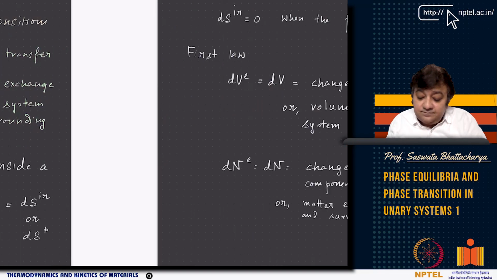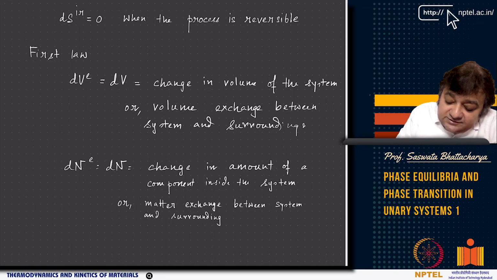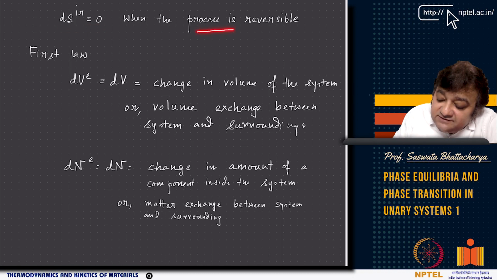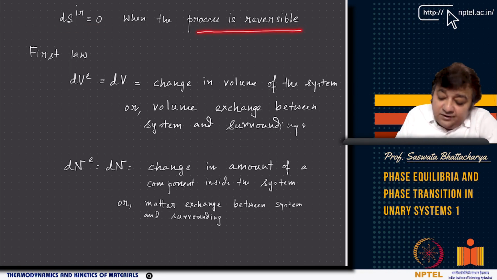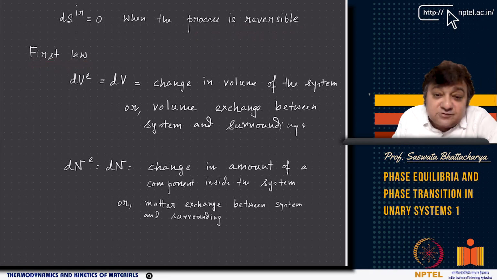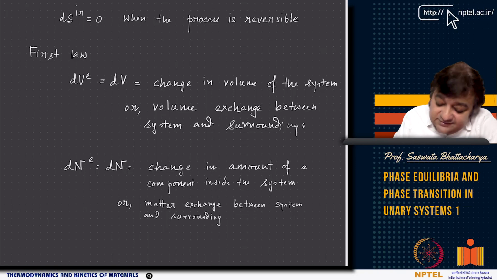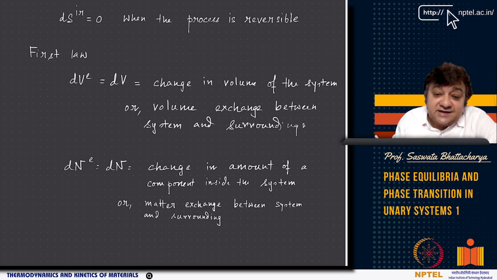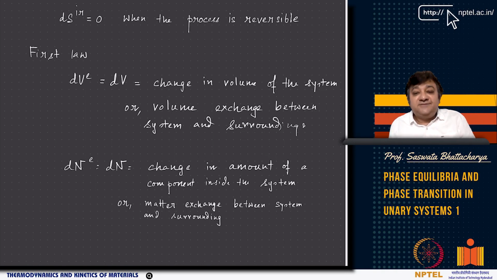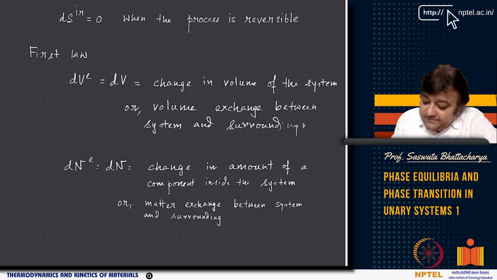So if I describe further, this dS_ir will be equal to 0 when the process is reversible. Now for the first law, if I think of these quantities like dV or dN as exchange quantities between the system and the surroundings. For example, dV_E is the change in volume of the system or volume exchange between the system and the surroundings. Again, dN_E is basically nothing but change in amount of component inside the system or matter exchange between system and surroundings. This can happen when the system is open. The dV_E can happen even when the system is closed, right? You can have mechanical energy transfer when the system is closed. But dN_E or matter transfer between the system and the surroundings can only happen when the system is open.